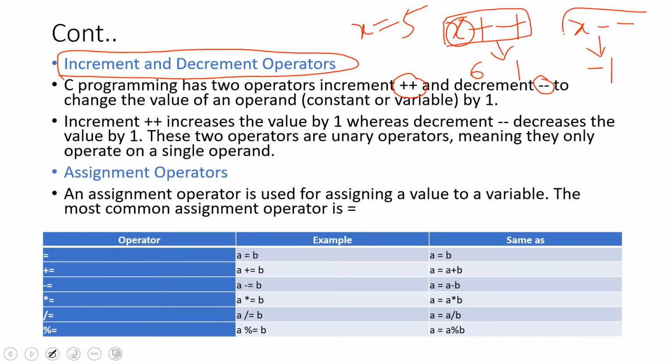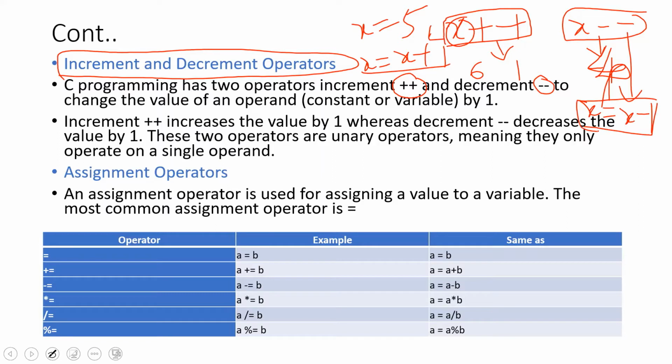So if I applied x minus minus, then x will be 4. To increase the value by 1 or to decrease the value by 1, we can use these increment and decrement operators. The alternative is I can say that x equal to x plus 1. X plus plus is nothing but x equal to x plus 1. X minus minus is nothing but x equal to x minus 1. So I am replacing x equal to x minus 1 by x minus minus, and x equal to x plus 1 by x plus plus.